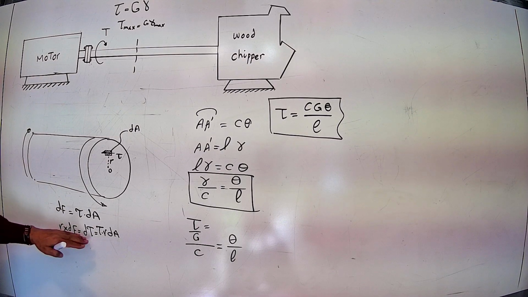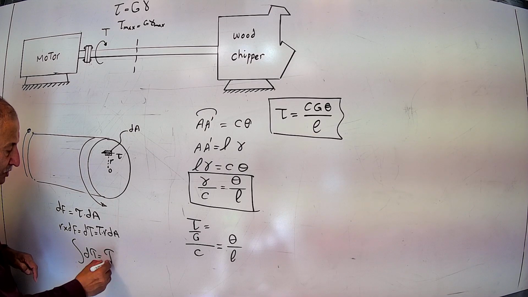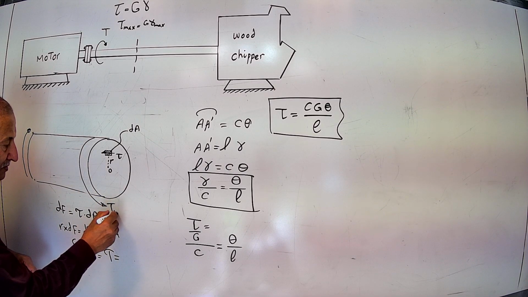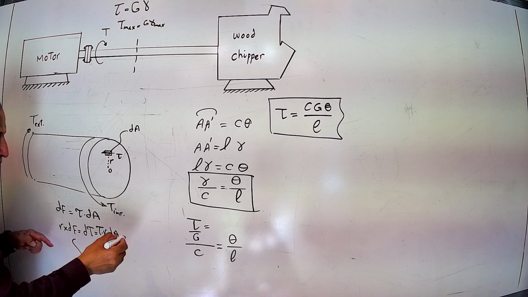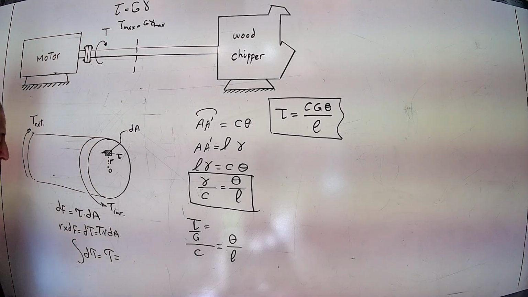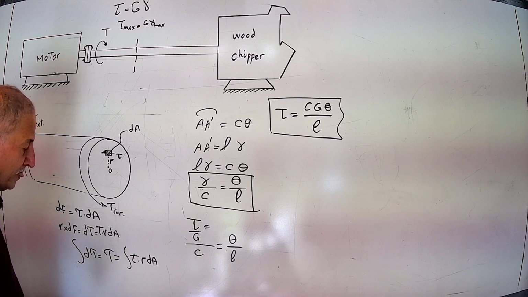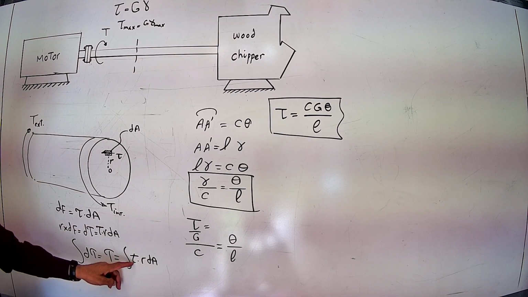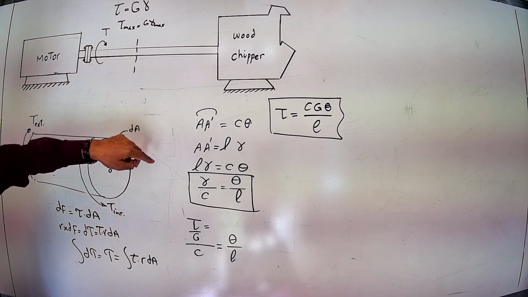Then, if I take integration for both sides, I will find that integration of dT is equal to the internal torque, and this is the external torque, but they are equal together, no difference between them. I called it just T, which is equal to the integration of tau r dA. I wanted to get rid of tau because this is a function of radius, and I wanted to write it in terms of the maximum tau.